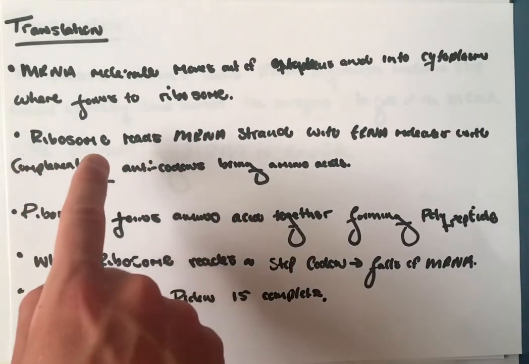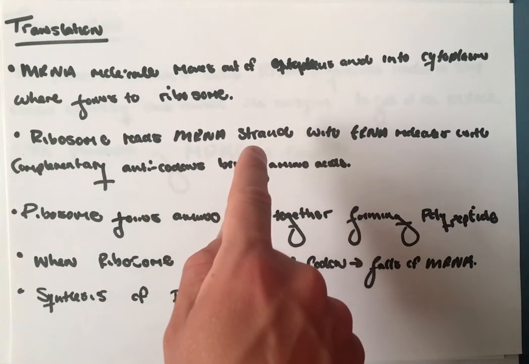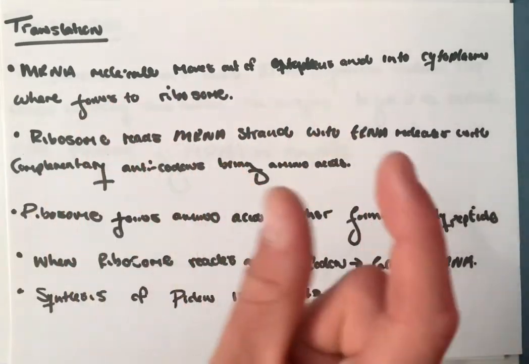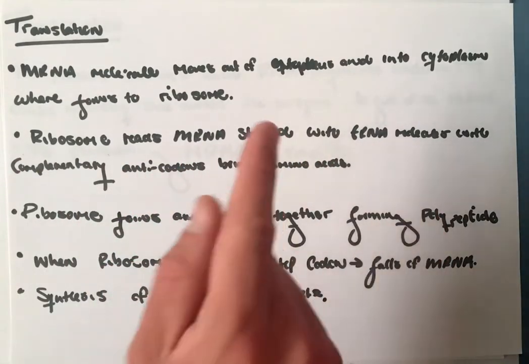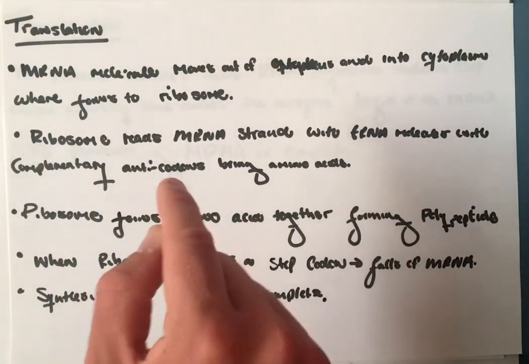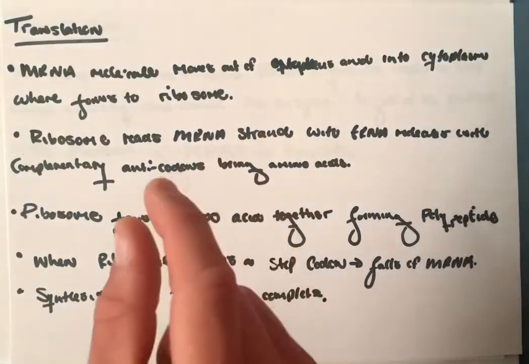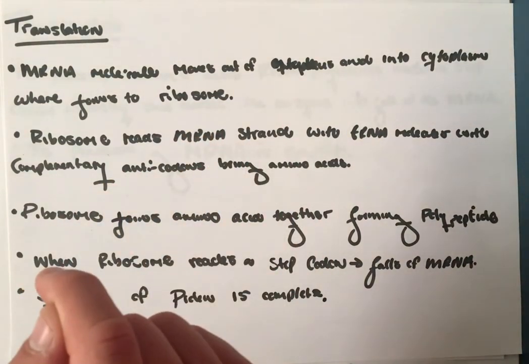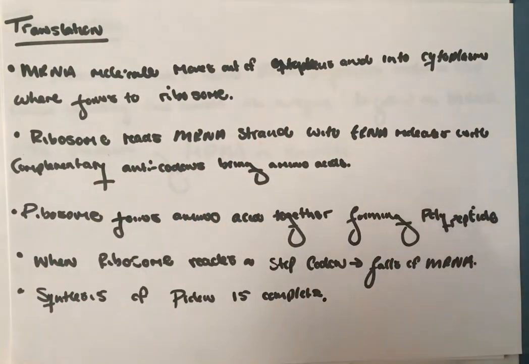So the ribosome reads the mRNA strand, and this is done by the smaller unit of the ribosome, whereas the larger unit of the ribosome is used to join the amino acids together. But what happens before that is the mRNA strand is read by the small unit, remember, and tRNA molecules with complementary anticodons bring amino acids. So there's something called a tRNA amino acid complex, and that is simply a tRNA molecule, which is an RNA, that brings the amino acid to the ribosome.